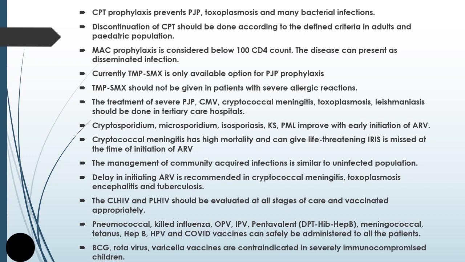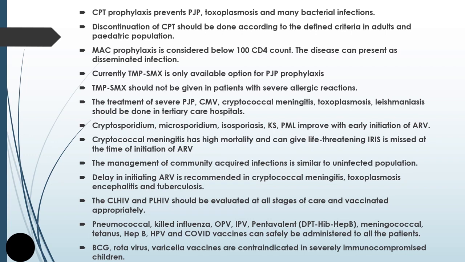Cotrimoxazole prophylaxis prevents Pneumocystis jirovecii pneumonia, toxoplasmosis, and many bacterial infections which cause GI disease, and also malaria. Discontinuation of cotrimoxazole should be done according to the defined criteria in adults and pediatric population. MAC prophylaxis is considered below a CD4 count of 100. The disease can present as disseminated infection. Currently, trimethoprim-sulfamethoxazole is the only available option for PJP prophylaxis in Pakistan. It should not be given in patients with severe allergic reactions.